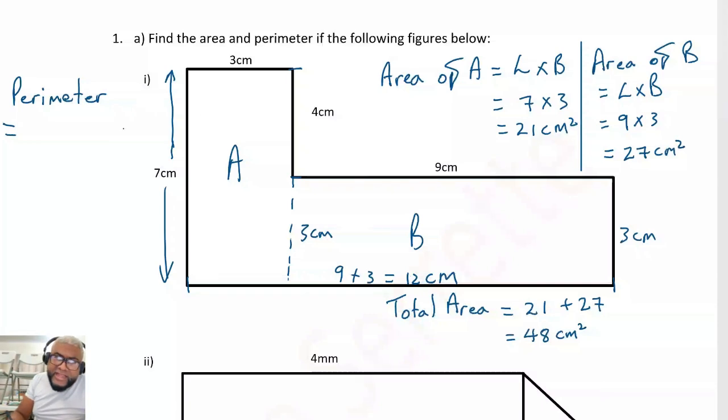Let's add up our perimeter here, Goodrich. Welcome to the class. Let's add. What are we adding up here?